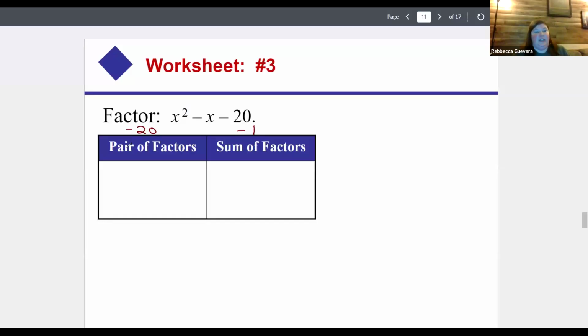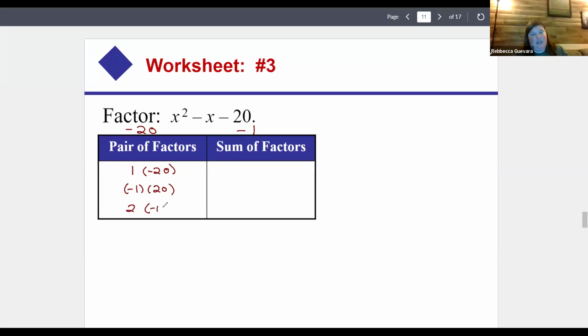All right, so we need a pair of factors that give me this c, or the negative 20, and the b in the center, what they need to sum to is negative 1. So to get a negative 20 means that when I'm looking at a pair of factors, 1 and 20 won't cut it, but 1 and negative 20 would multiply to give me negative 20. That also means negative 1 and 20 would also be a pair I have to look at, because they also multiply to give me a negative 20.